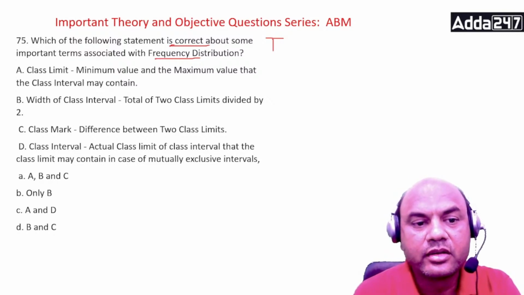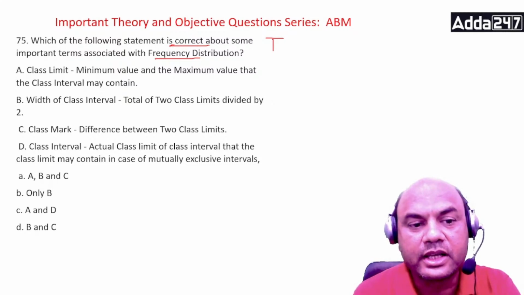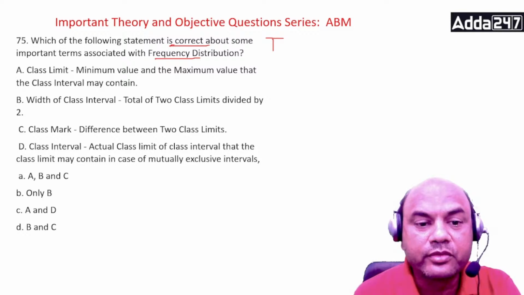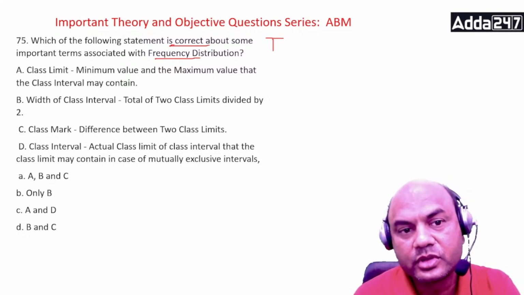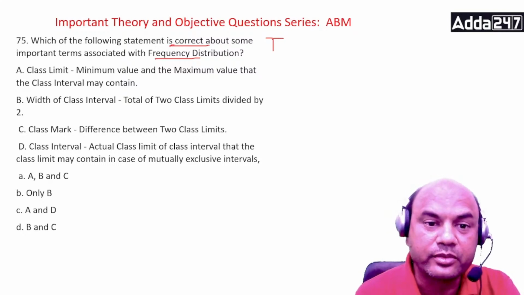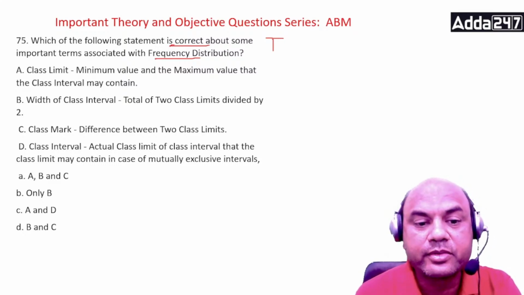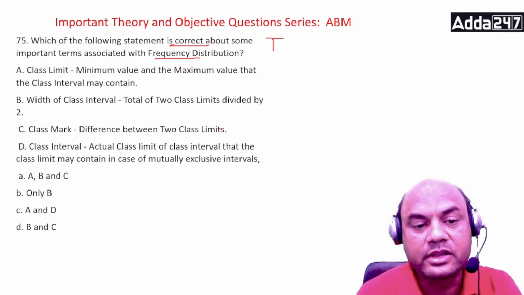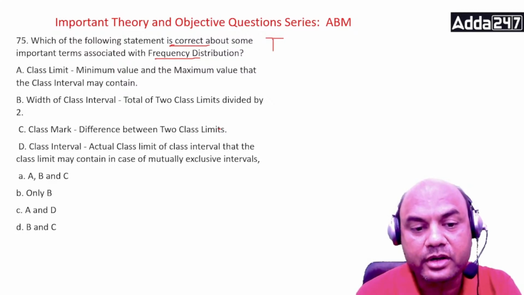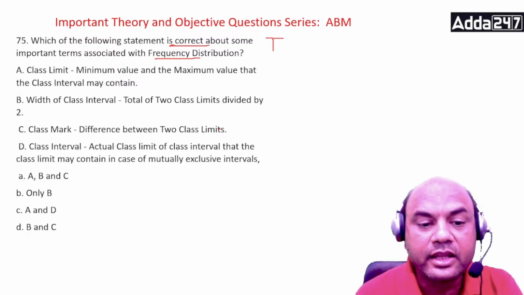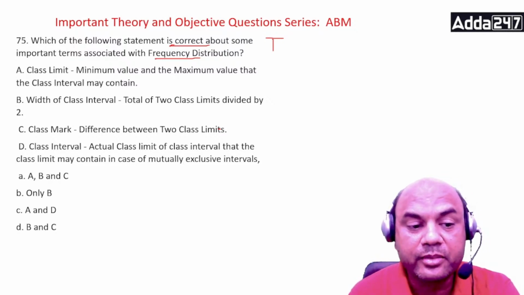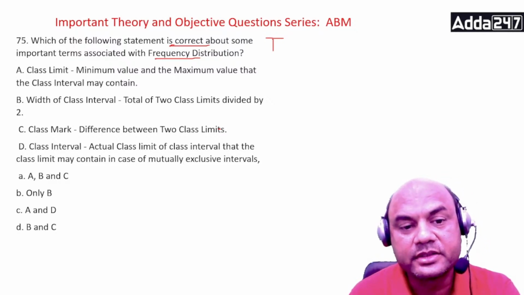Class limit: minimum value and maximum value that a class interval may contain. So class limit means minimum or maximum. Width of the class: total of the two class limits divided by 2. Class mark: difference between two class limits. Class interval: actual class limit of a class interval that the class limit may contain in case of mutually exclusive intervals. Now, which one of them is correct? A, B and C; only B; A and D; B and C.